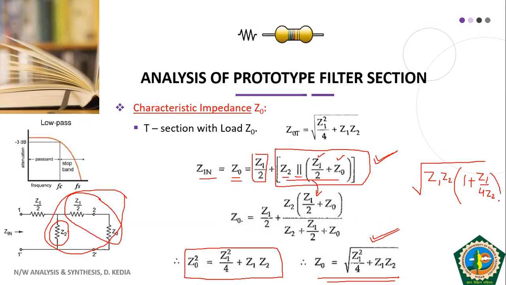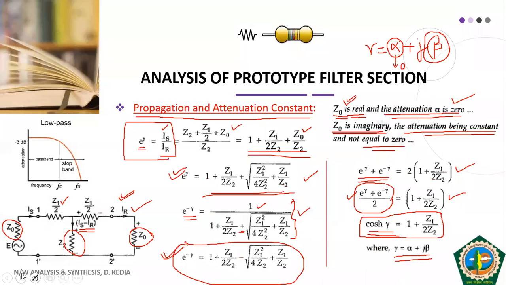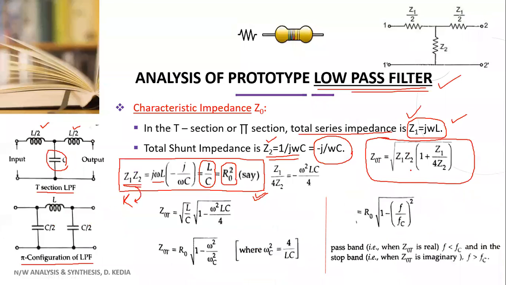Okay, this is what we get from this. So same thing we have written there. See, Z1, Z2 into 1 plus Z1. So this is nothing but your characteristic impedance of T section, as we saw in the previous slide. Okay, so we have obtained Z1, Z2. So for obtaining Z naught T, we have Z1, Z2.